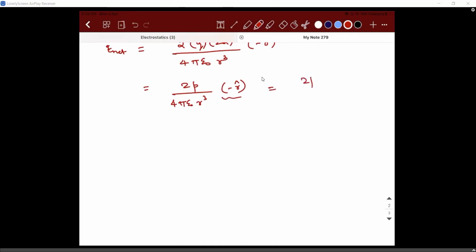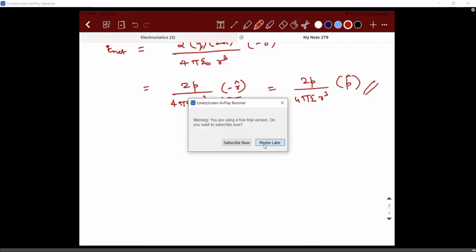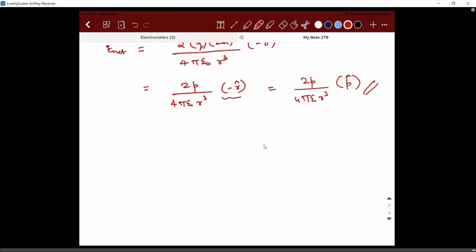Then what will happen? 2P divided by 4 pi epsilon naught R cube times P cap will be the net electric field due to an electric dipole at an axial point. At an axial point. So this is the mathematical expression you're expected to remember. 2P divided by 4 pi epsilon naught R cube times P cap is the answer.